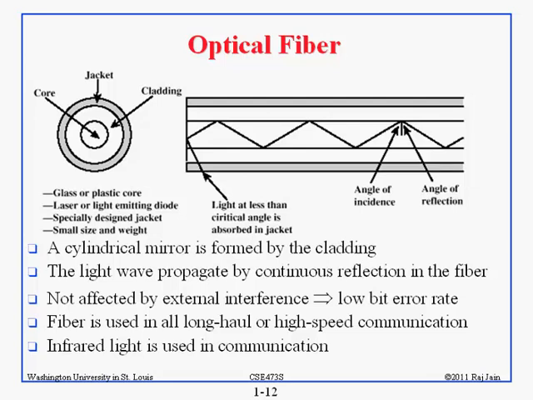All right. So it is a cylindrical mirror. Actually, there is a core, there is a cladding, and then there is a jacket, which is simply this plastic thing, so that you don't get into the glass. But basically that's it. There are two types, core and the cladding. And the light is propagated by reflection, not affected by external interference.